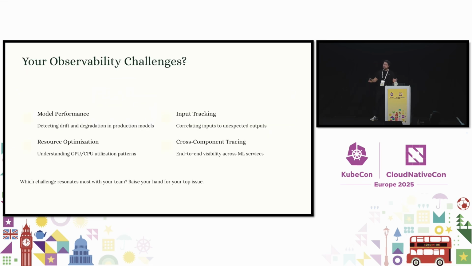I'm going to do a quick survey. These are the issues that I'm hearing most. Please raise your hands. Do you have any issues with model performance? With input tracking? Resource optimization? Cross-component tracing? Yeah, I think most voted for the resource optimization part.